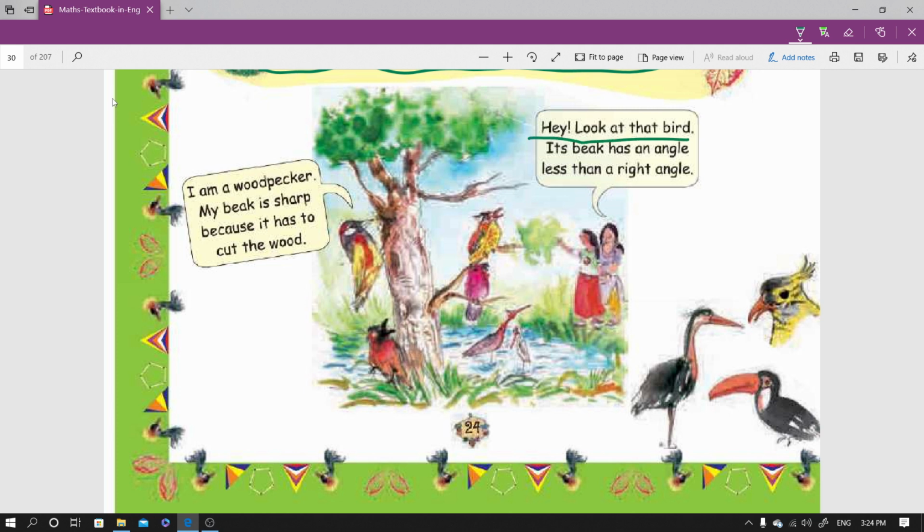Hey, look at the bird. Its beak has an angle less than a right angle.